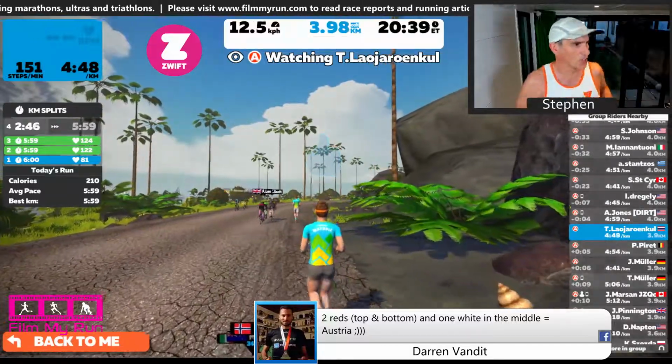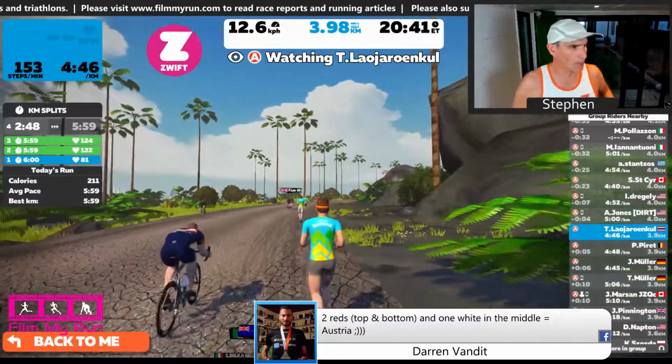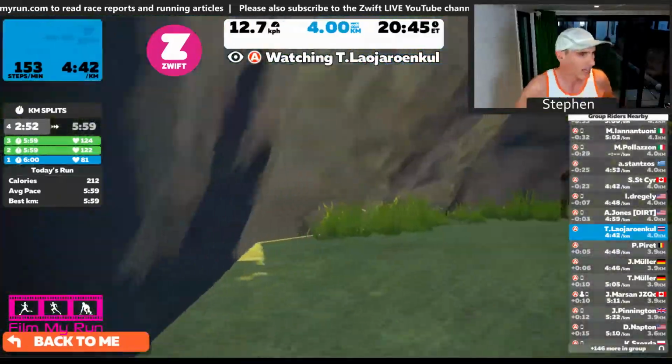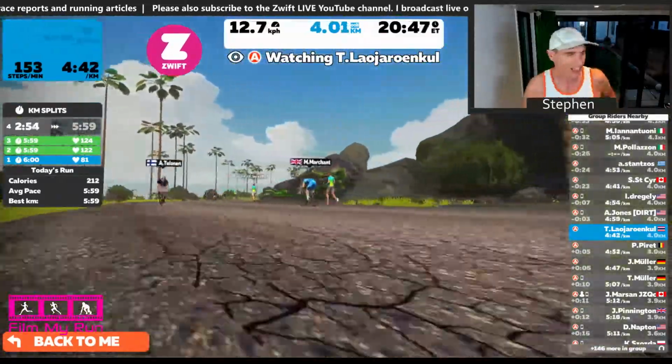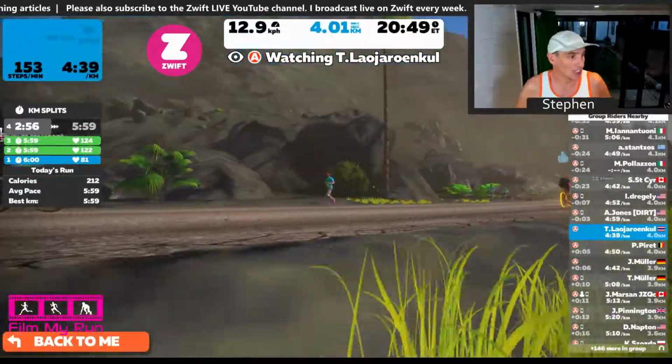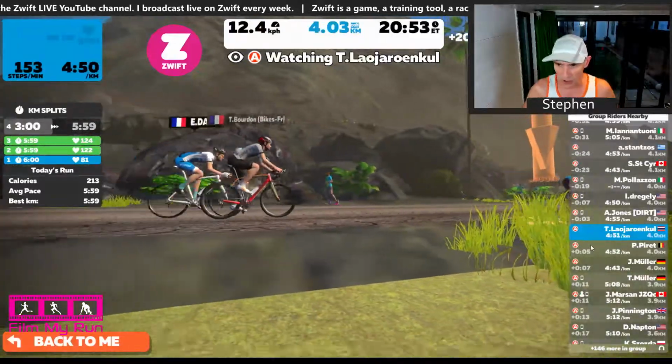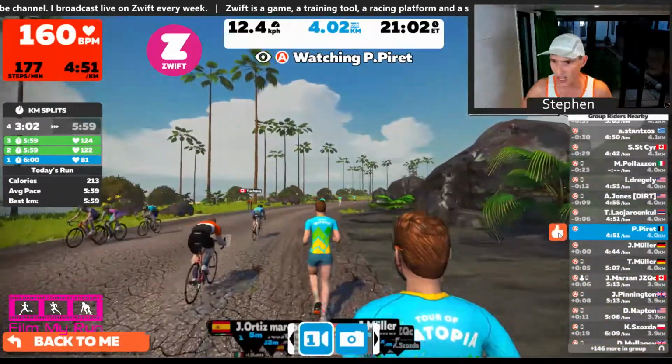Right, okay, so 2 reds, top and bottom, and the white in the middle is Austria. Thank you, Darren. Darren is on the ball today with the flags. Cheers, buddy. And she is an under-20 national team athlete. Awesome. So we've got some really good runners on Zwift.